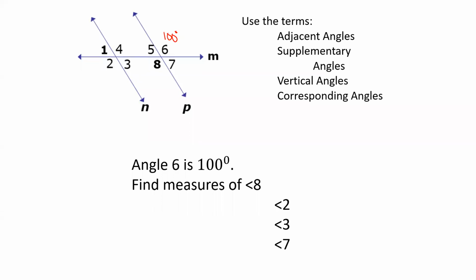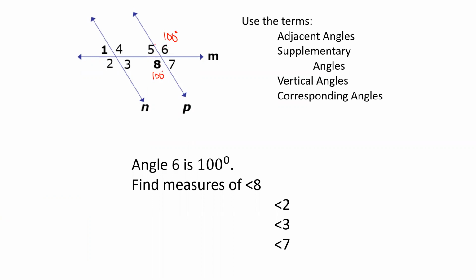So since 6 and 8 are vertical angles, that means that angle 8 is also 100 degrees. Hold on, my picky pen. All right, 100 degrees for angle 8. What else do we know?